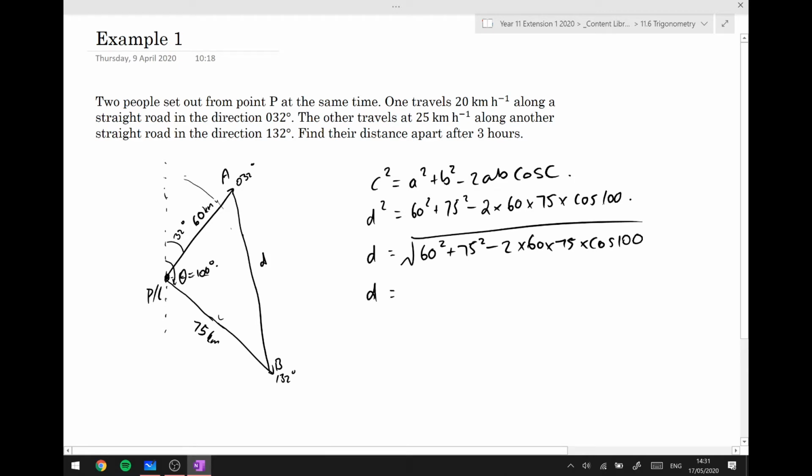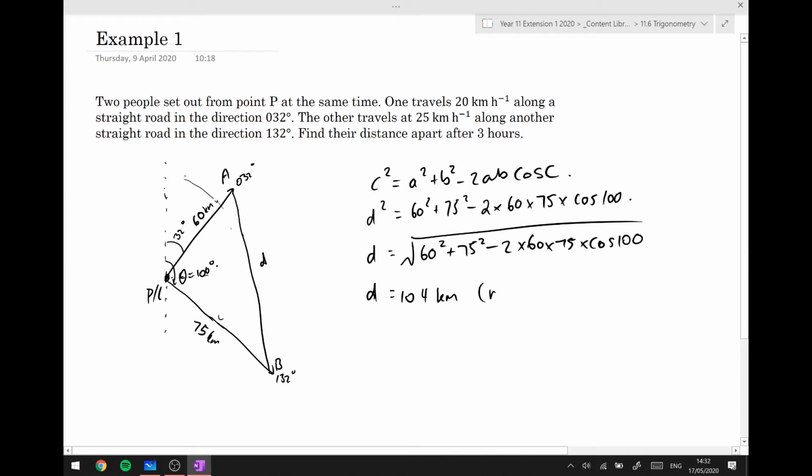Put it into our calculator. So the square root of 60 squared plus 75 squared minus 2 times 60 times 75 times cos 100. And that's equal to 103, or 104 if we're going to round. So we'll round to nearest kilometre, 104 kilometres.